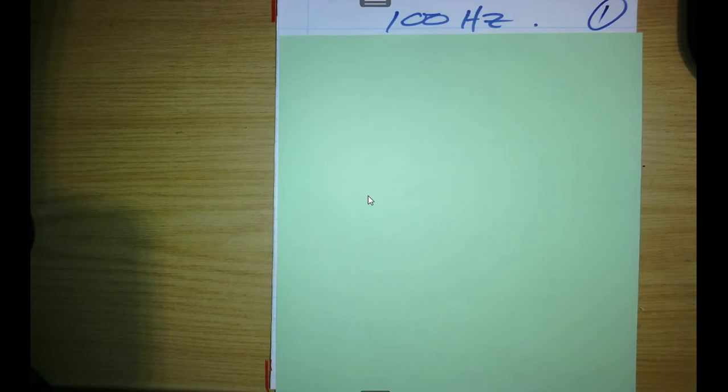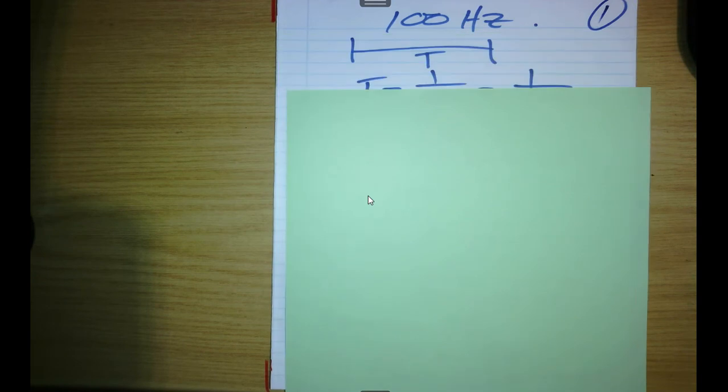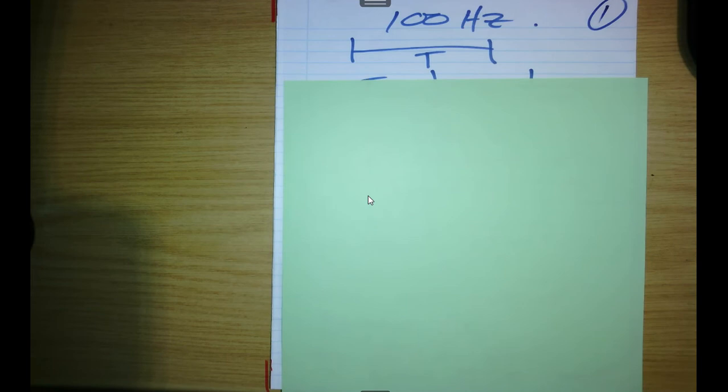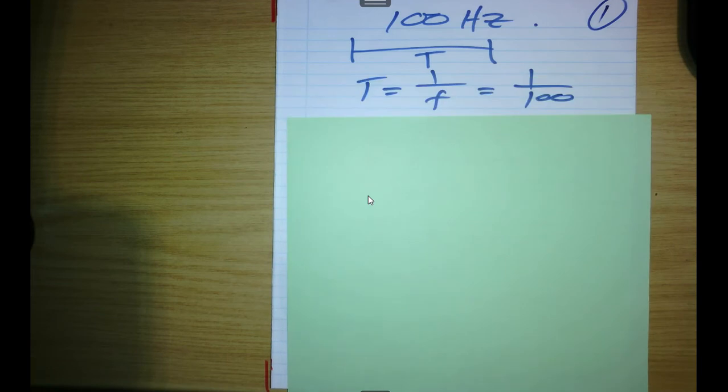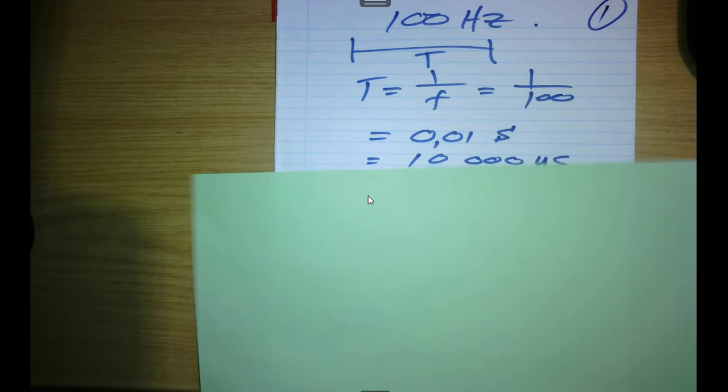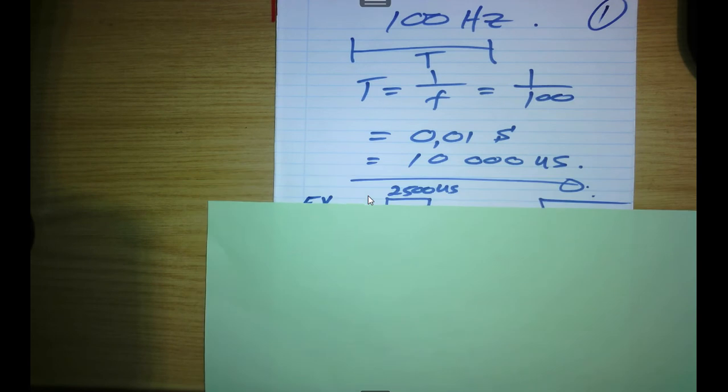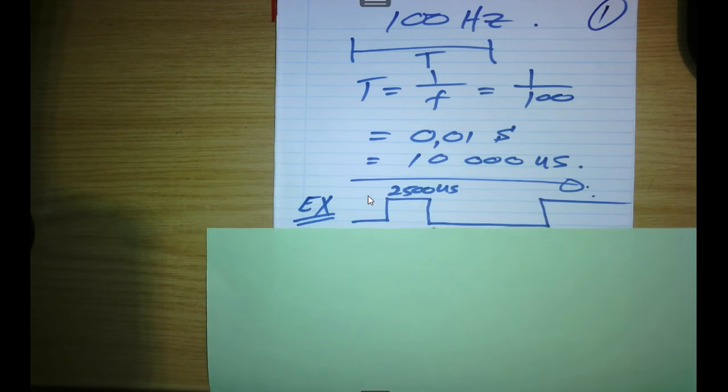But in this example, I'm going to show you how to do pulse width modulation at a frequency of 100 hertz. So that's going to be my fixed frequency. That means there's a certain period, and that period can be calculated. If we calculate this period, you will see that it comes out to be 10,000 microseconds. That is what the period is for 100 hertz.